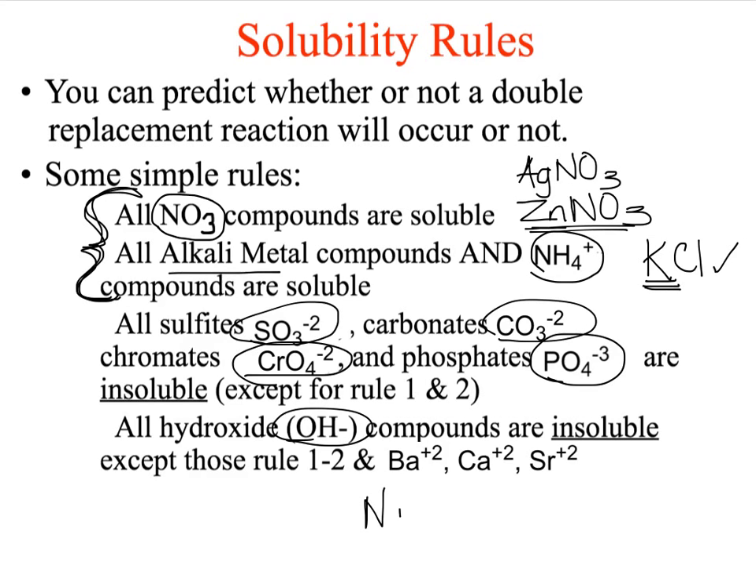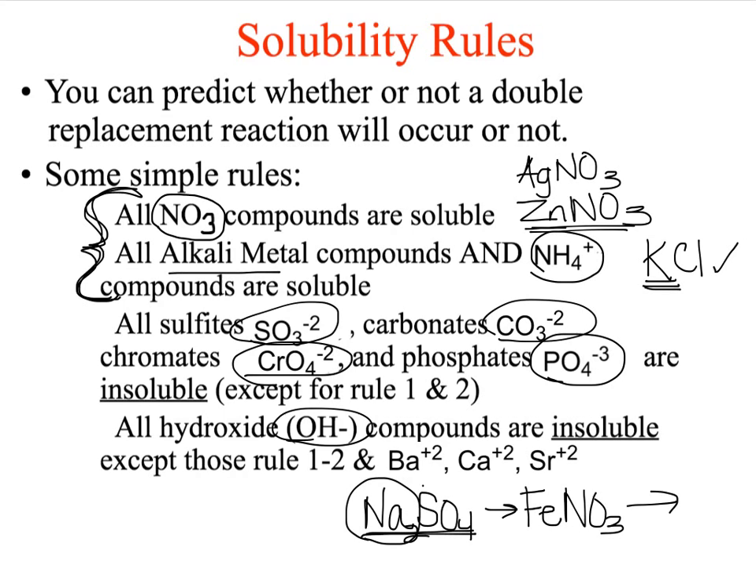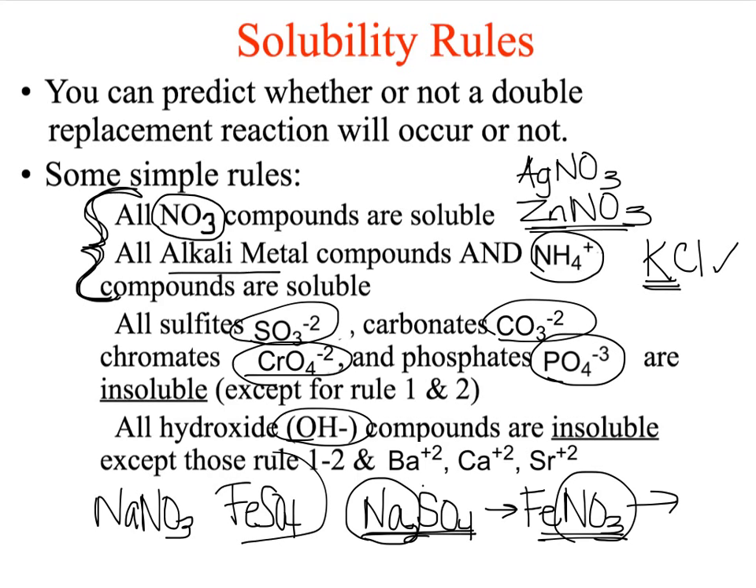So if you were mixing, for example, let's say sodium sulfate with, let's just say, iron nitrate, would this react? Well, the answer is yes. Sodium sulfate is going to be dissolved, and iron nitrate is going to be dissolved because it has a nitrate. When these switch places, you would now have sodium nitrate, which would be dissolved, but iron sulfate would be a solid. So that would be an example. And in AP chemistry, you actually would have to memorize all the solubility rules. Just a heads up.